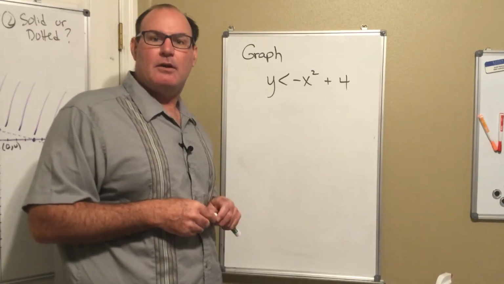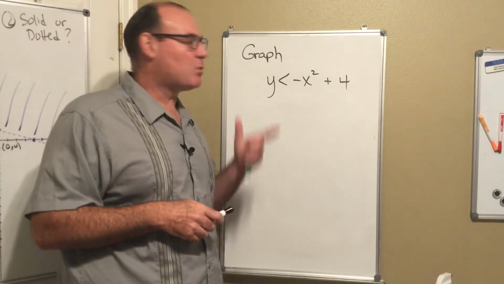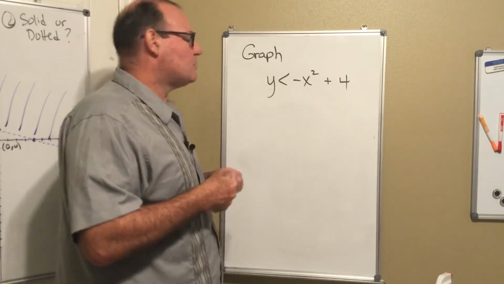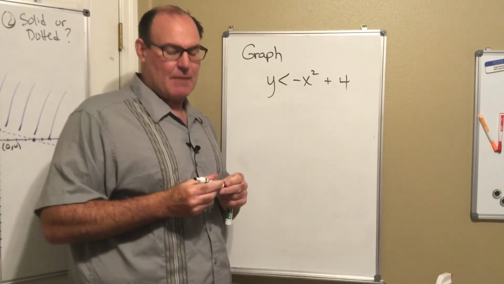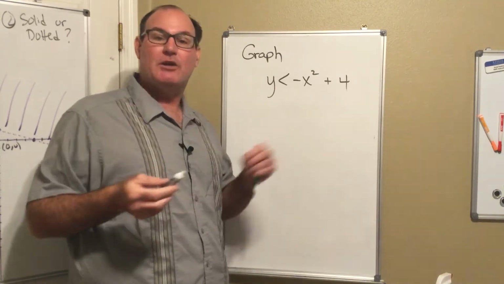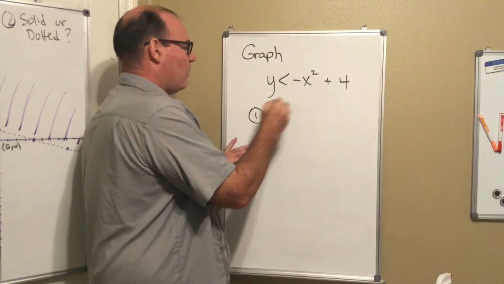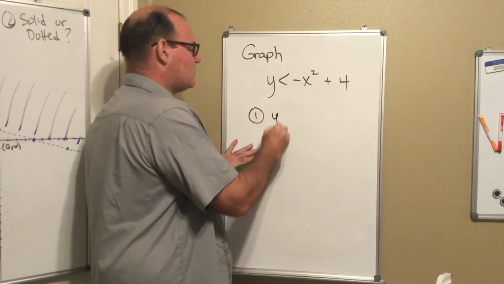All right, here is another inequality that we're going to graph. This one is not linear. The previous example was. So what we're going to do here is follow the 3 steps. Step 1, I told you in the last video, was we are going to graph the boundary equation. So all I'm going to do in step 1 is change the less than to an equals.